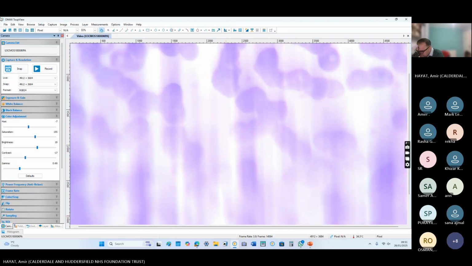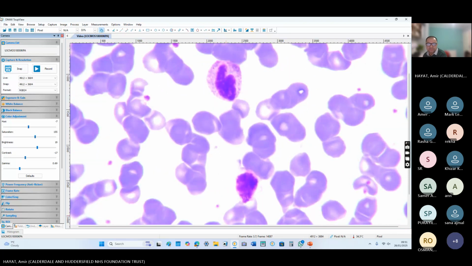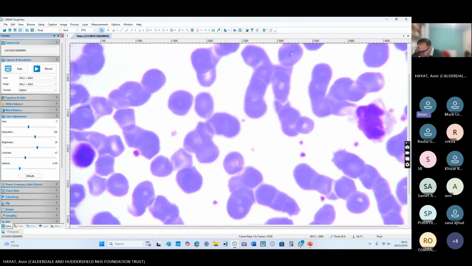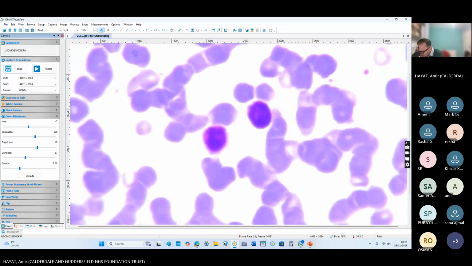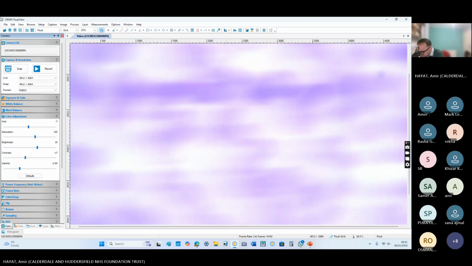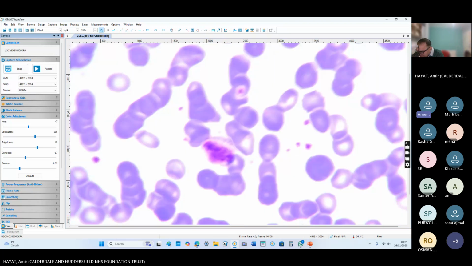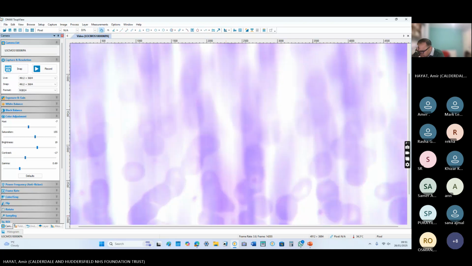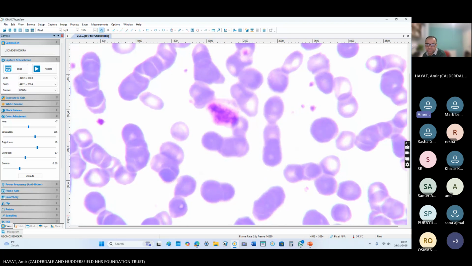Any other? Okay, if I manage to find another LGL slide somewhere, and this one has nice granules. This one has also granules at the top portion.